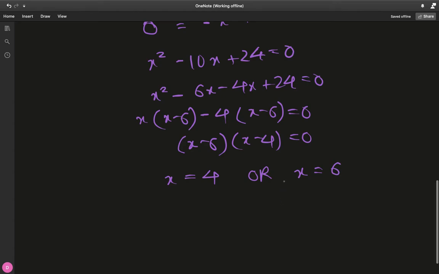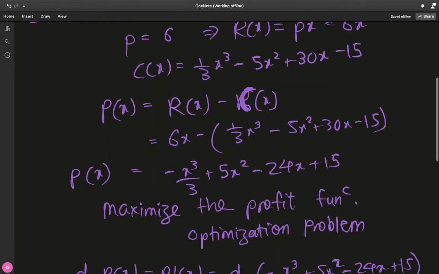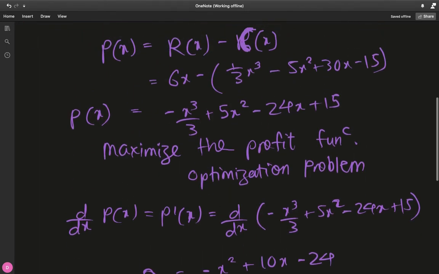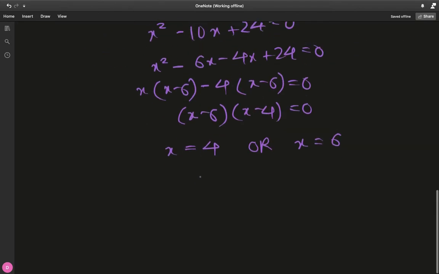And which of these is the point of maximum? Well, we don't know, right? So what you can actually do is plug in 4 and 6 inside the profit function and check which of these is greater, and then that will naturally be the point of maximum profit. Or you can do the second derivative test, which tests for local maxima and minima.